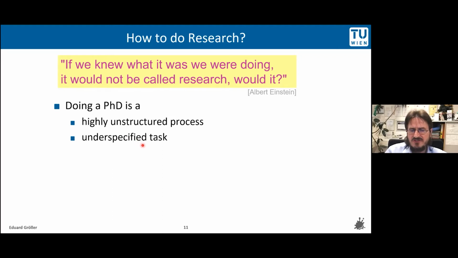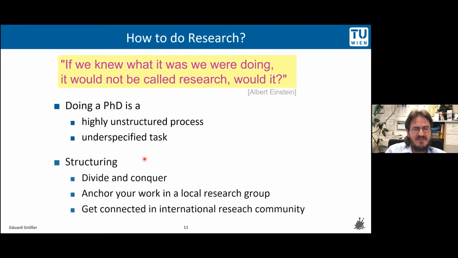You're talking to your supervisor, and in many cases maybe he's also very fuzzy about it. Maybe he usually also doesn't fully know in which direction this work should go. So it's very important to know that this uncertainty is not your fault. It's coming from the task itself. You need to do some structuring at the beginning, and one possibility is to do a divide and conquer.